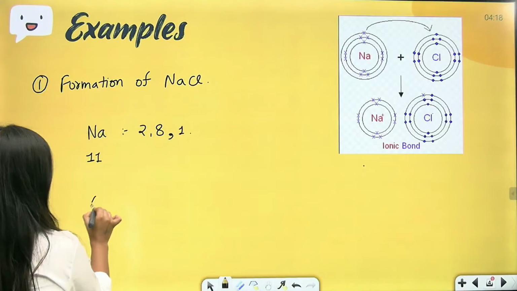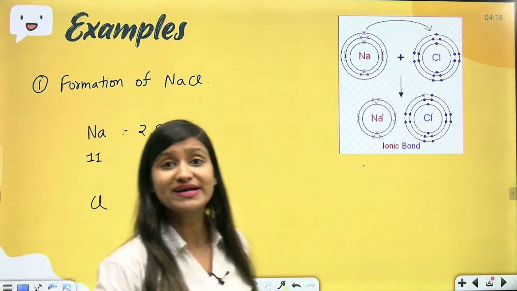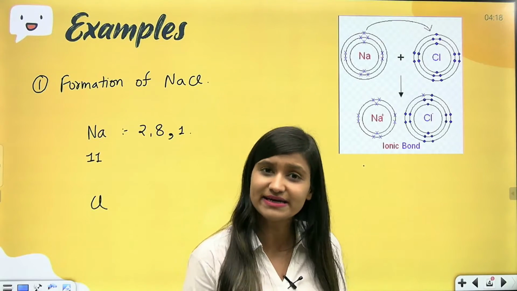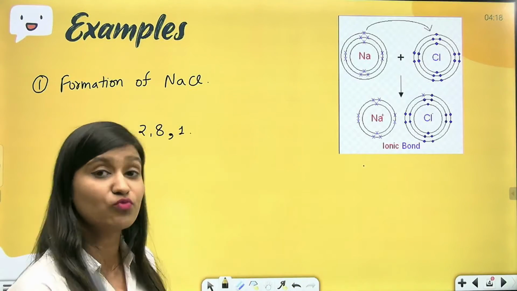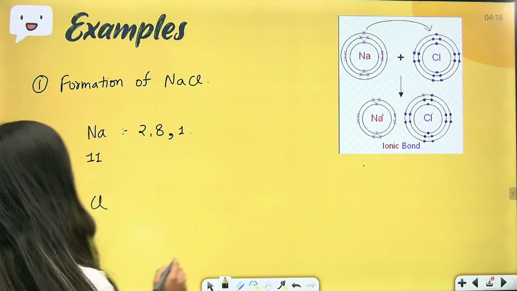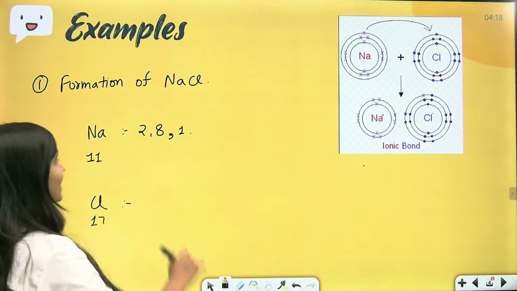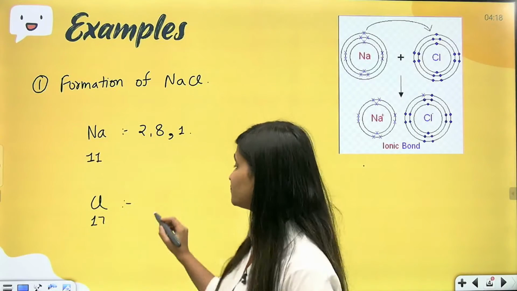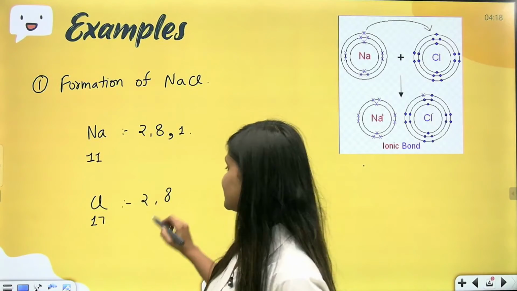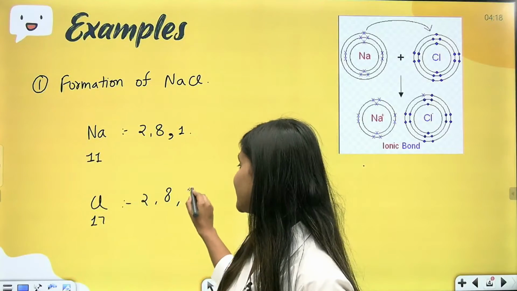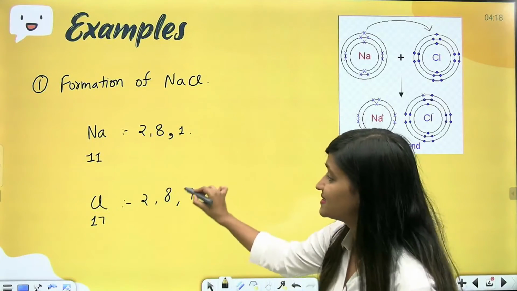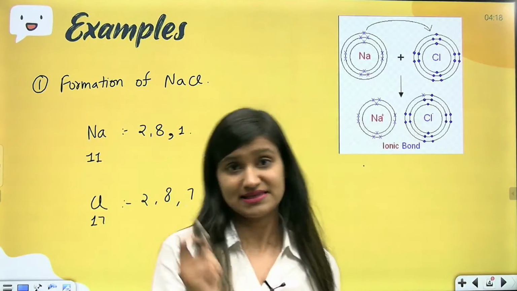Now comes the chlorine. What is its atomic number? It is 17. So its electronic configuration would be 2, 8. 10 are done, rest are 7. Again, it has 7 valence electrons.